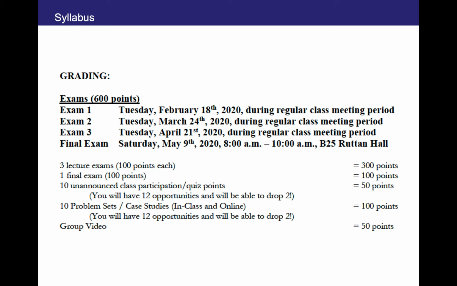All right. There are 12 opportunities for problem sets and case studies. You get to drop 2. That should give you 100 points. There's no reason why you can't get 100 out of 100 on those problem sets, and 50 out of 50 on those top hat questions, right? So the only way that you wouldn't be able to do that is, I think, if you don't come to class, okay? So those are great buffer points.